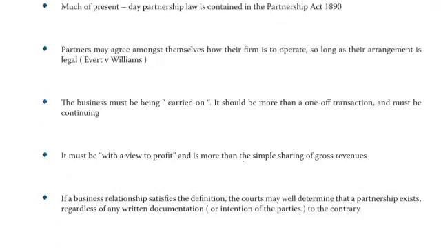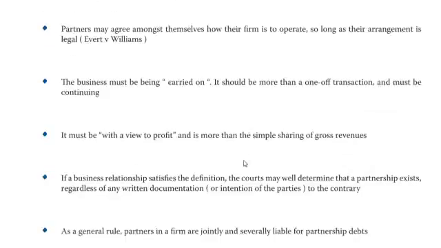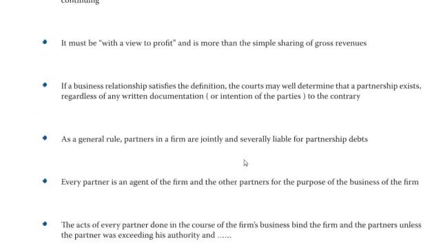If a business relationship satisfies the definition, then the courts may well determine that a partnership exists, regardless of any written documentation or whatever the two parties intended. If the courts are satisfied that the relationship between these people does satisfy the definition, then the courts will claim that it is a partnership.